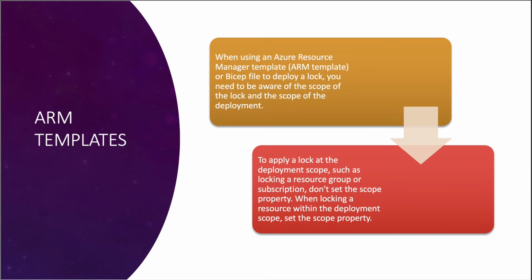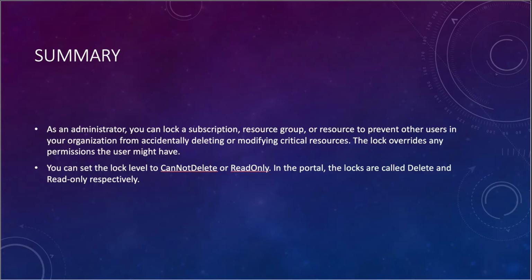So apply the lock at the deployment scope, such as locking a resource group. Don't set the scope property. So when locking a resource within the deployment scope, set the scope property. So there's reasons when you want to apply and set scope as well, because you don't want to accidentally lock everything and then have to undo stuff.